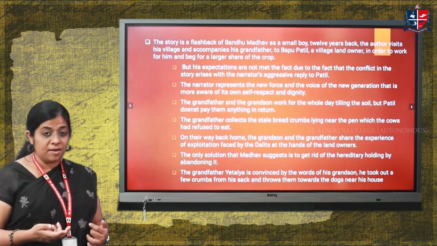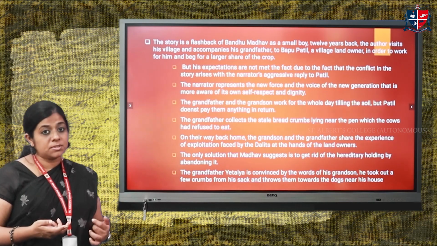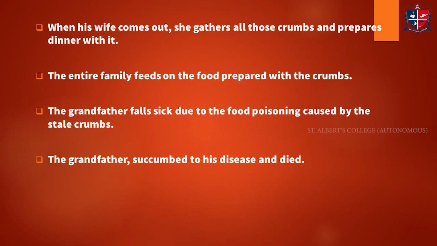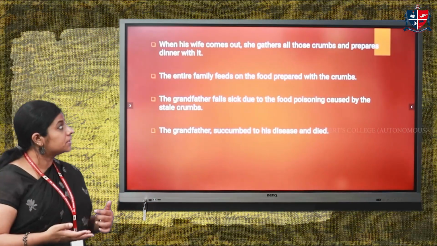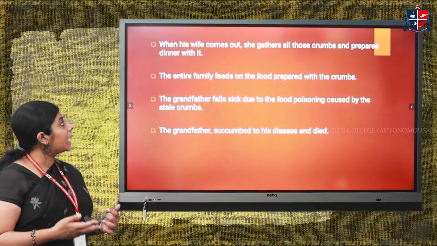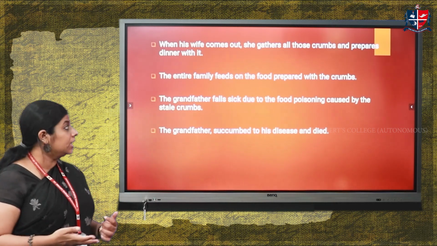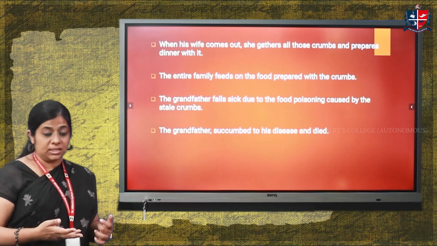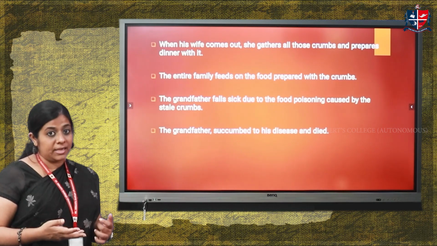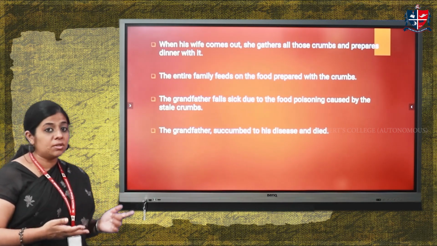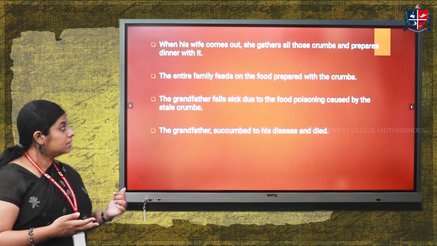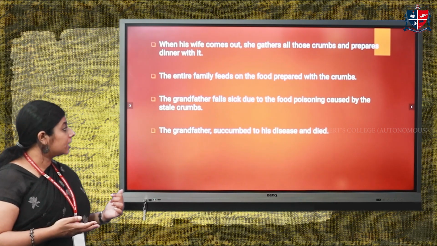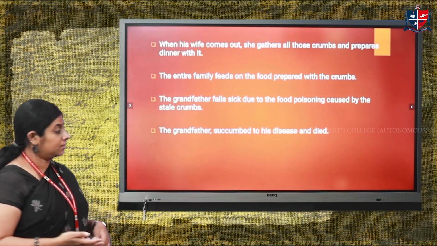But unfortunately, the grandfather Yatalya succumbs to dysentery and dies. When Yatalya's wife, that is the central character's grandmother, comes out of the house, she gathers all those crumbs and prepares dinner with it. She mixes it with a gravy called dalli, which everybody consumes, but it adversely affects the health of Yatalya. He succumbs to dysentery and dies. The entire family feeds on the food prepared by the grandmother. The grandfather becomes sick due to food poisoning, he gets dysentery, and he succumbs to his disease and dies.